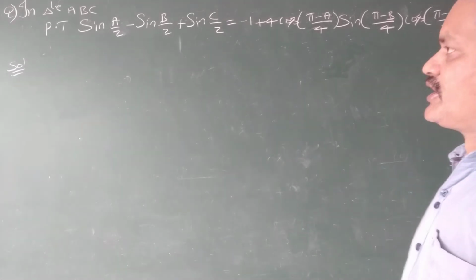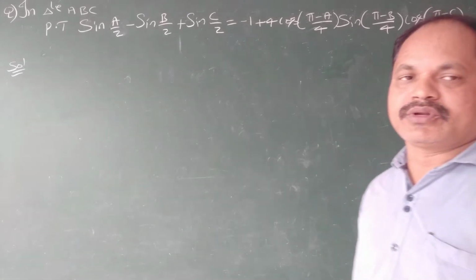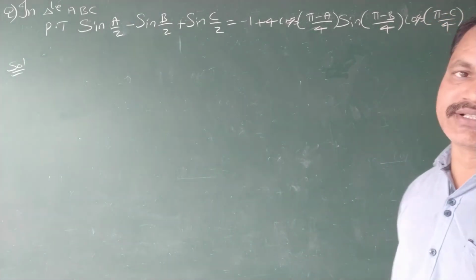Now the next question: in triangle ABC, prove that sin A by 2 minus sin B by 2 plus sin C by 2 is equal to minus 1 plus 4 cos pi minus A by 4 sin pi minus B by 4 cos pi minus C by 4. So now we have to prove this one in two methods.